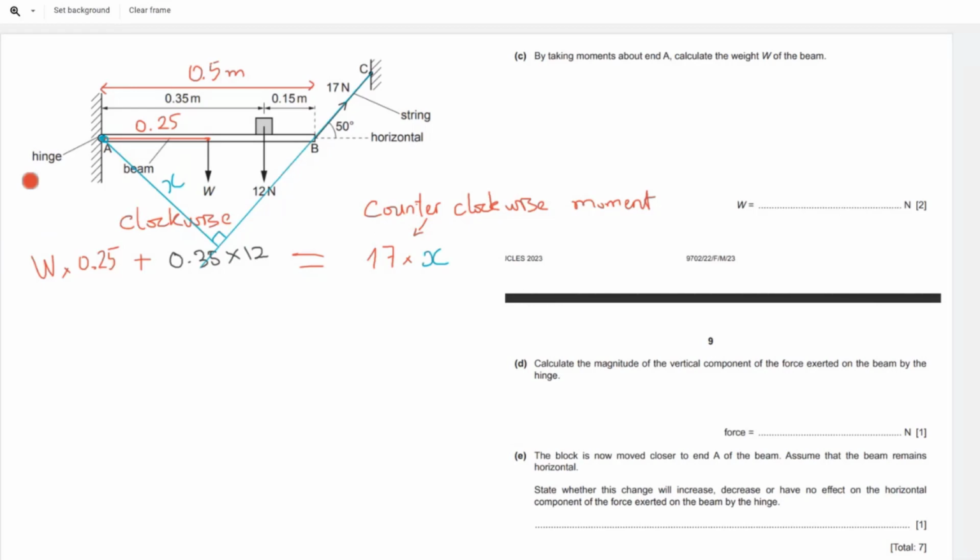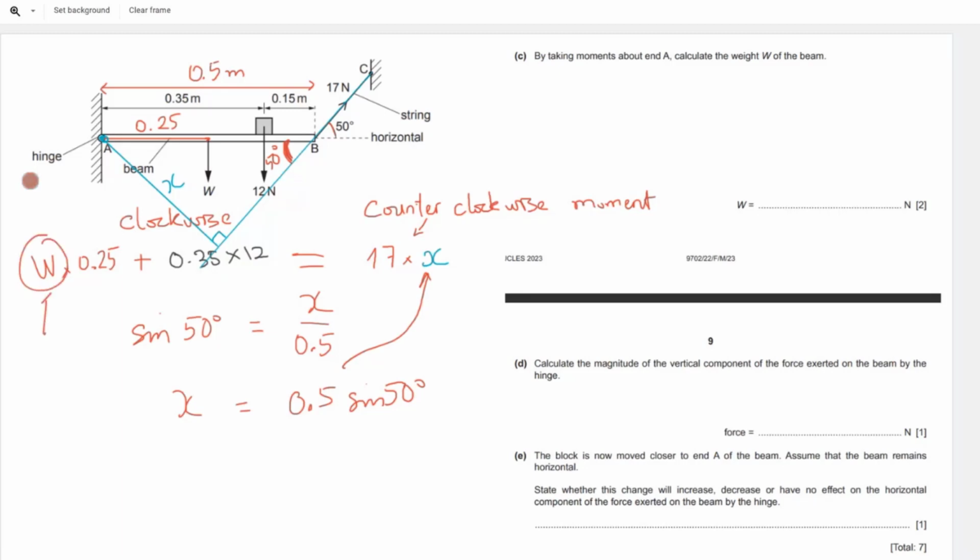Okay, the point now is to find x using this triangle. We are finding this side. The angle here is 50 degrees. So the angle here, which is the opposite angle to 50 degrees, is also 50 degrees. Sine of 50 degrees is opposite, which is x, over hypotenuse, which is the length of the beam, 0.5 meter. Therefore x is 0.5 times sine of 50 degrees. And then plugging in here, we solve this problem.